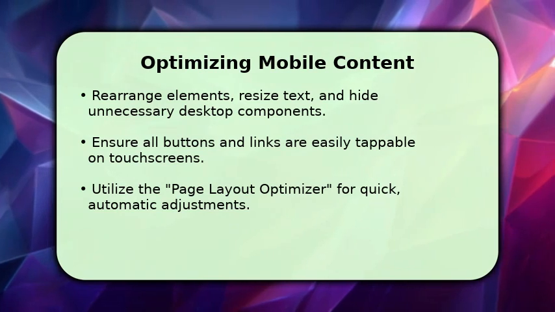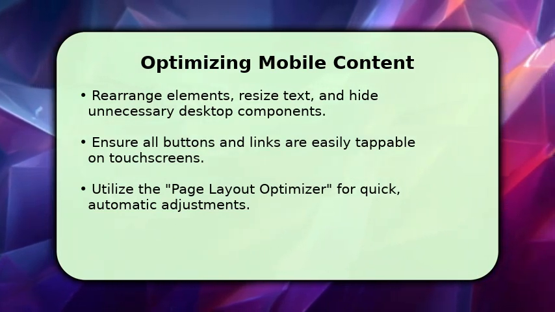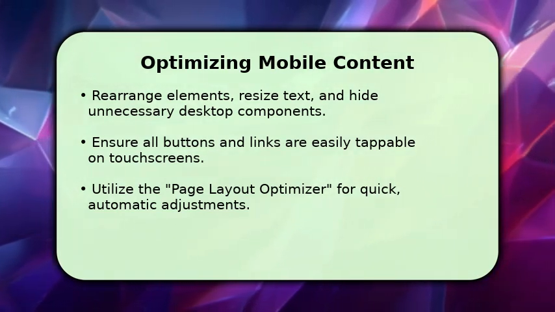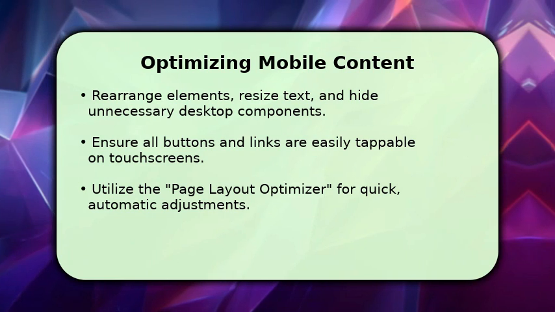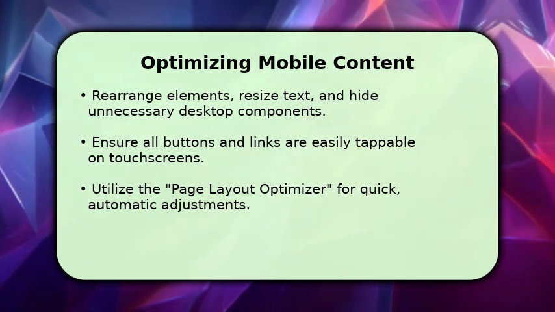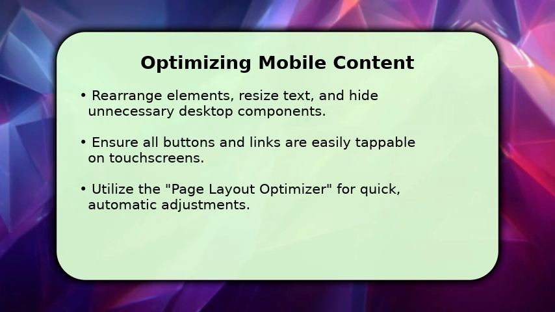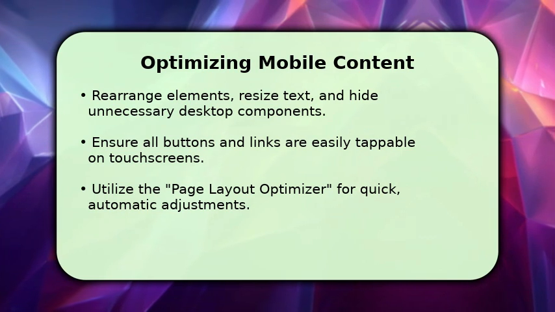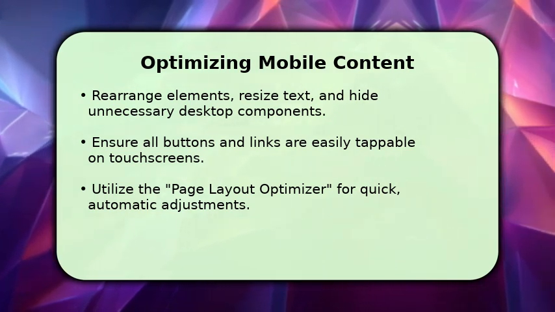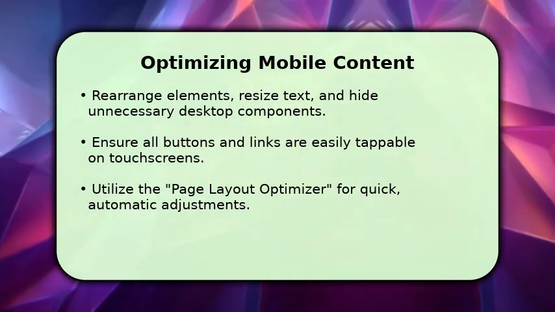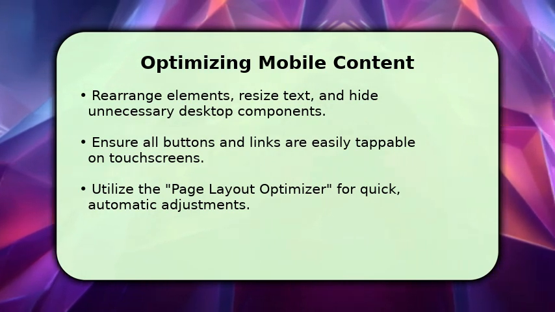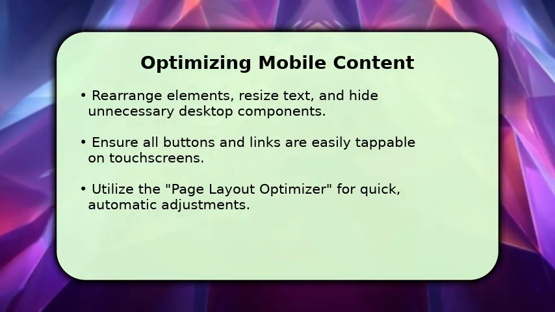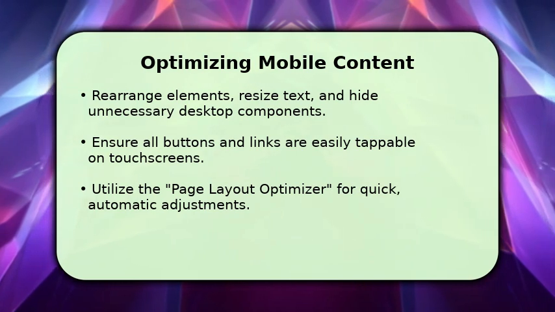Once in the mobile editor, you can start refining your content. Feel free to rearrange elements, adjust text sizes for readability, and even hide certain sections that might clutter a smaller screen. Make sure all interactive elements, like buttons and navigation menus, are large enough for easy tapping. For a quick start, try the Page Layout Optimizer tool. It can automatically suggest improvements, saving you valuable time and effort.